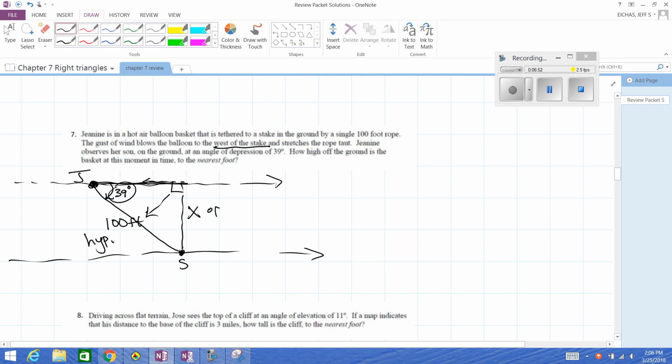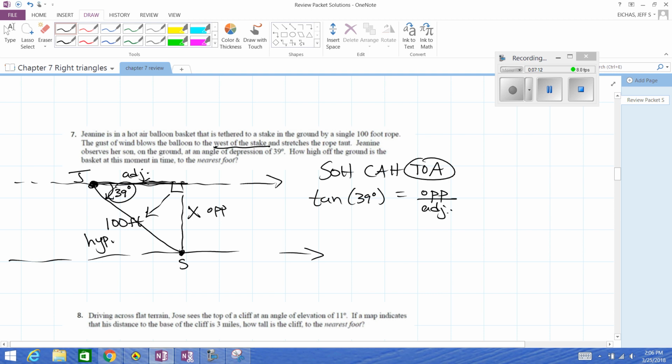Compared to the 39, that's opposite. This is the adjacent leg. So let's figure out our trig function from this. We got opposite and adjacent, so tangent of 39 is going to be opposite over adjacent. Whatever tangent of 39 is, 0.62932 and some more digits, that's going to be equal to x over 100.